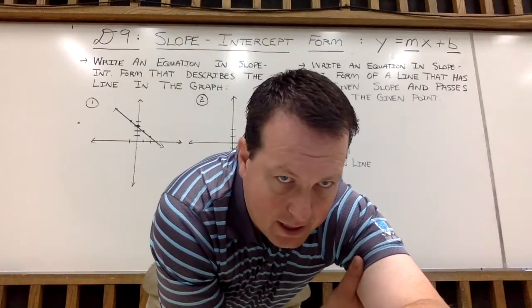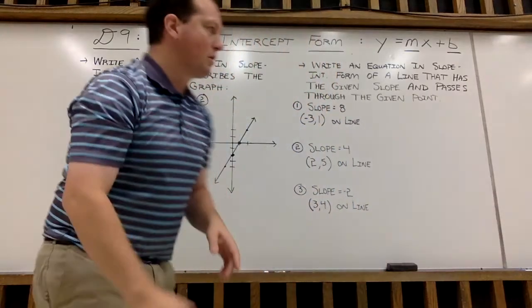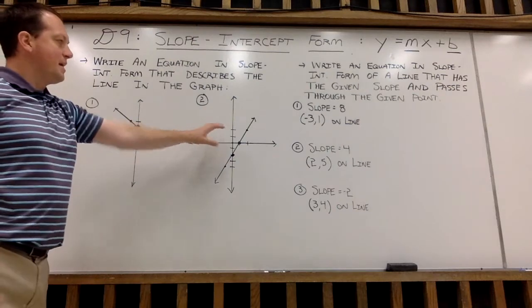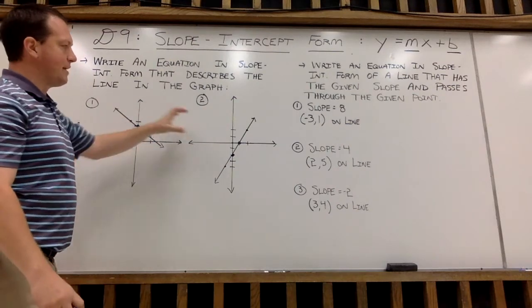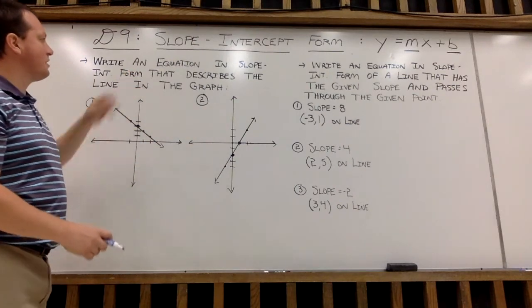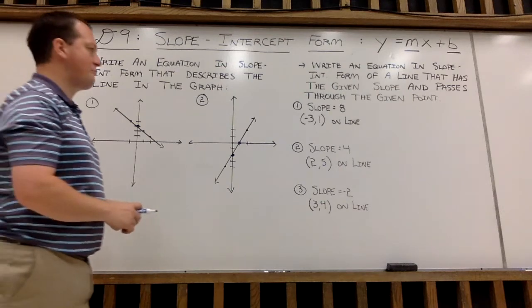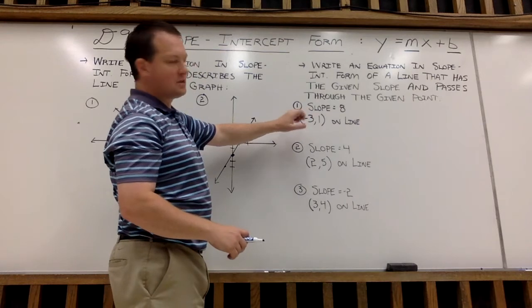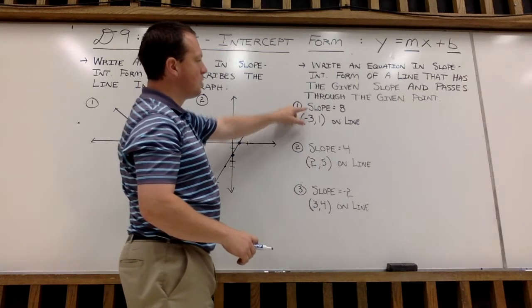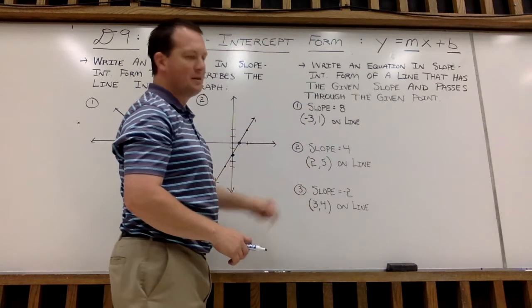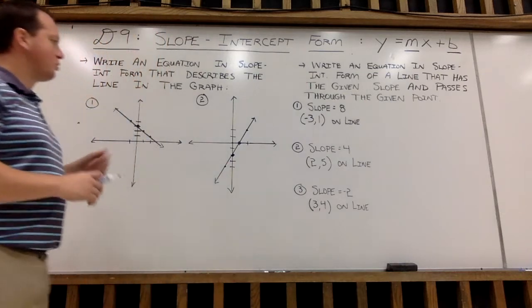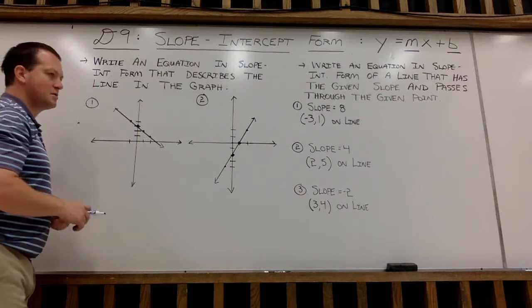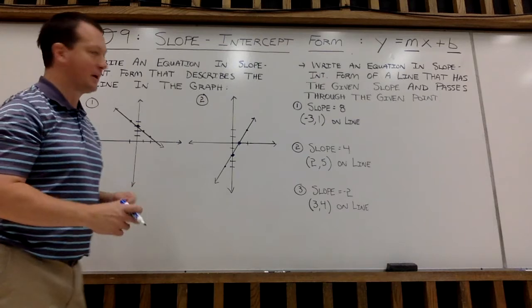All right, we're back looking to work backwards from given a graph of a line, and we're going to write the equation that describes each graph. And then finally, we're going to talk about writing equations in slope-intercept form when I give you the slope and then a random point that is on that line. So first, working backwards, this is probably easier than actually graphing it.